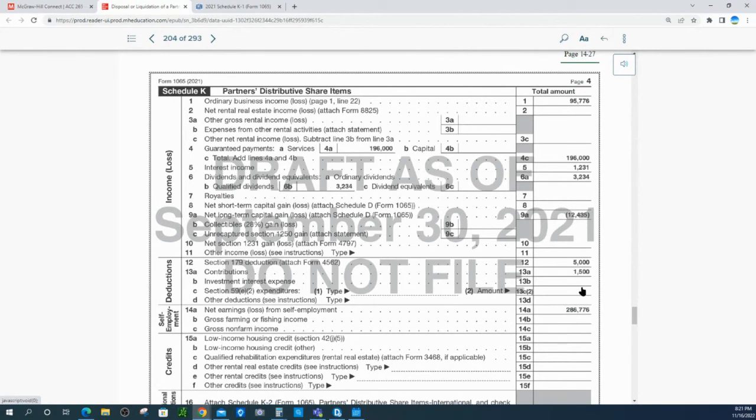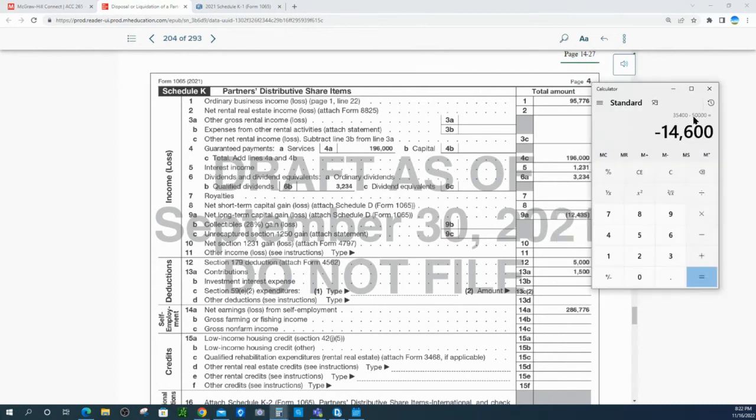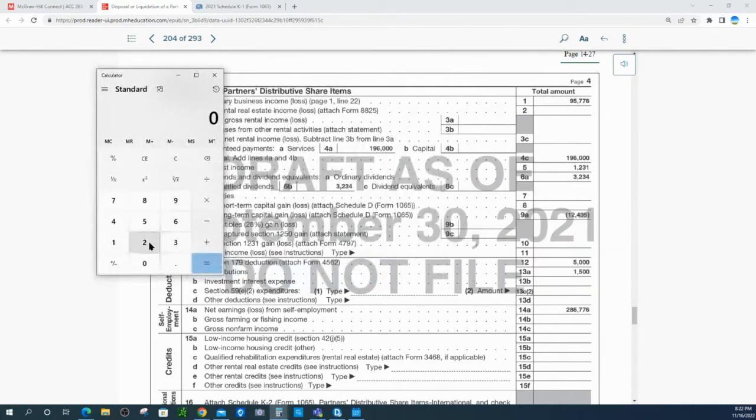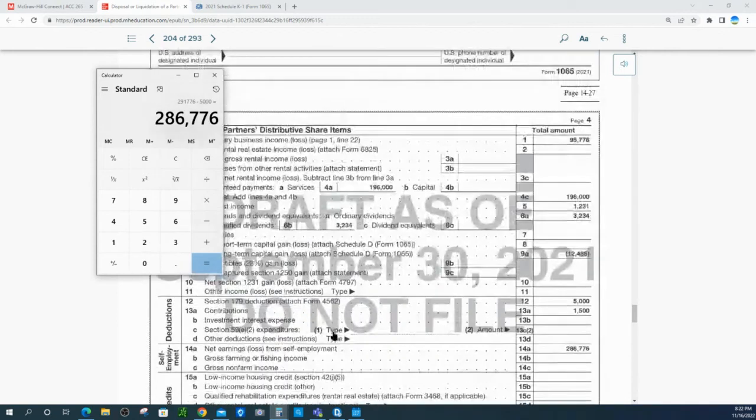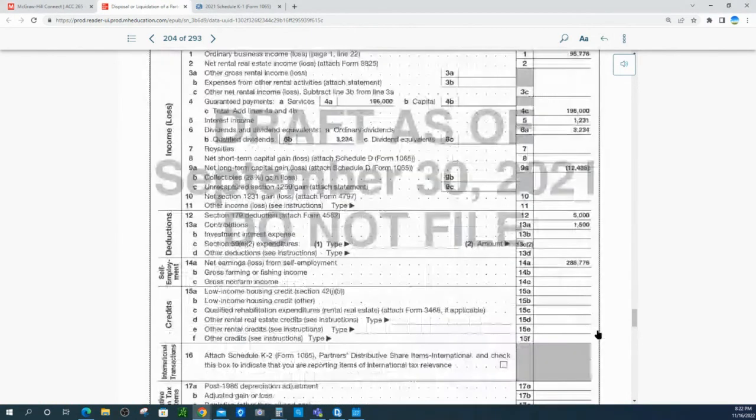Net earnings from self-employment. So we would have the 196. Let's see if they did this one right, if we can get to that amount that they've got there. So it'd be the 95,776 plus 196 minus 5,000. 286,776. Okay, so our ordinary income plus our guaranteed payments minus our section 179 gets to our earnings from self-employment.